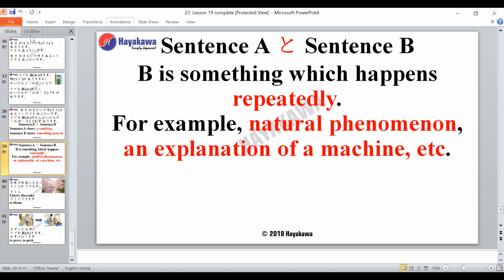So you have sentence A to sentence B. B is something which happens repeatedly. For example, it could be a natural phenomenon, an explanation of a machine, etc. When I open the door, no matter how many times I open it, there could be a staircase there, a dustbin there, or something else.